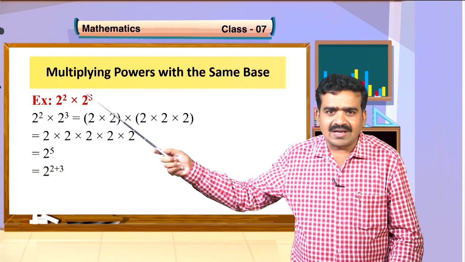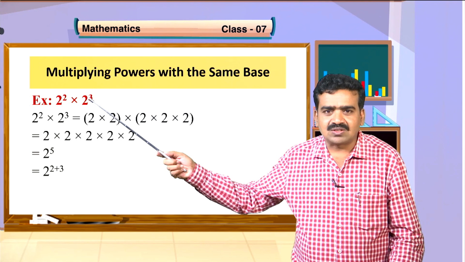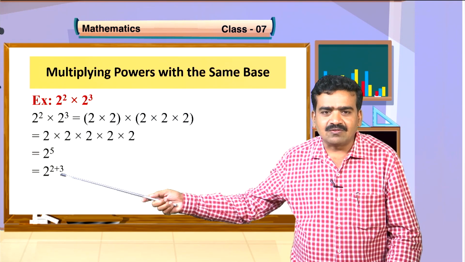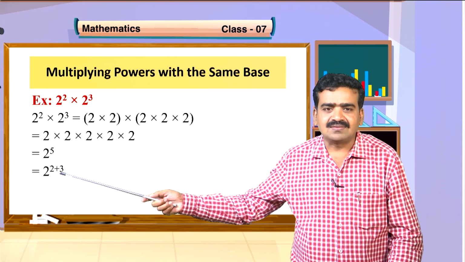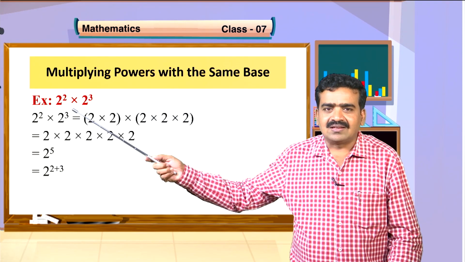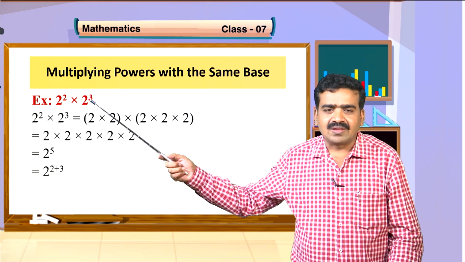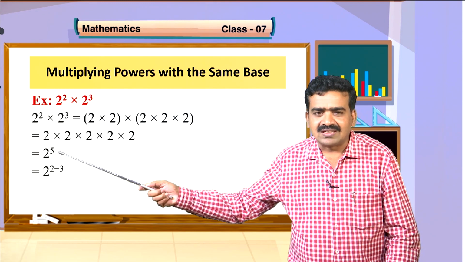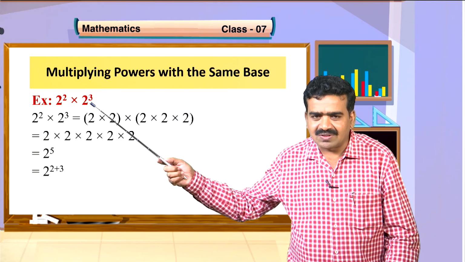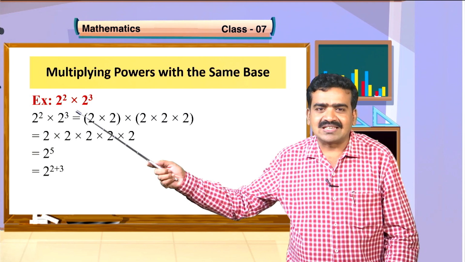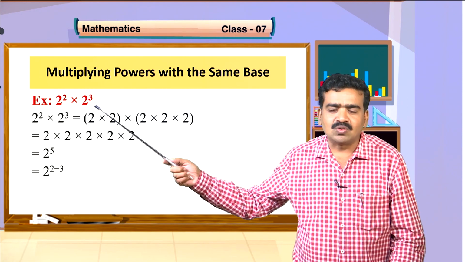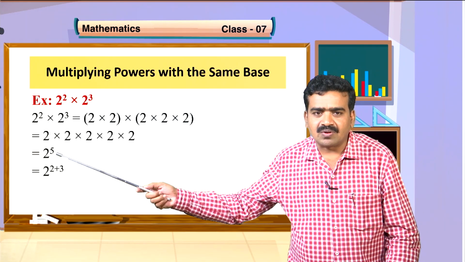This 2 as well as 3, the sum of these 2 and 3 gives us 5. So, therefore, we can come to the conclusion that whenever the exponents have the same base and different powers, the product will give us the sum of the powers of the exponents. So, in this example, 2 square into 2 cube gives us 2 to the power of 5.